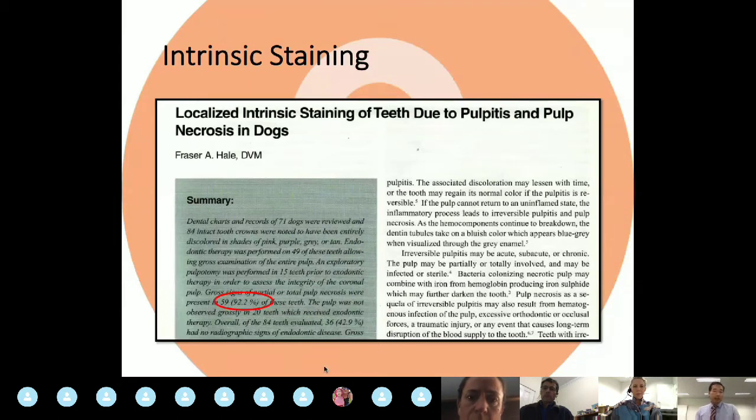And what he also found was that 43% of these teeth did not have any evidence of endodontic disease. So based on radiographs alone, we can't really tell. So when we see a discolored tooth, even if we took an X-ray, the likelihood is that that tooth is in trouble.